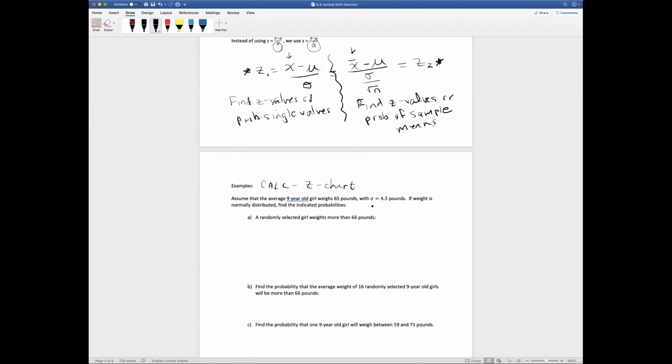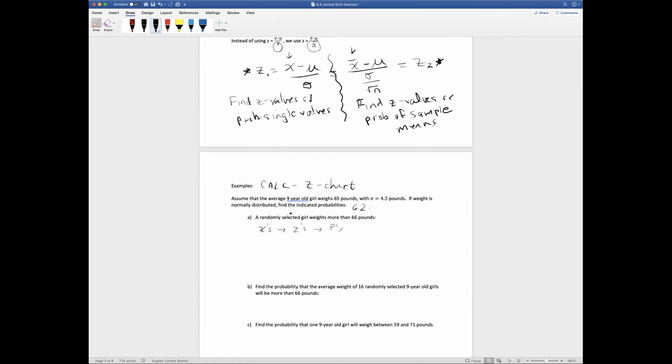Now this is what we just talked about in chapter 6.2. We're going to talk about how we convert x's into z's, and then we're going to convert z's into p's, right? Because it's asking us to find the indicated probabilities. So let's find the indicated probability that a randomly selected girl weighs more than 66 pounds.